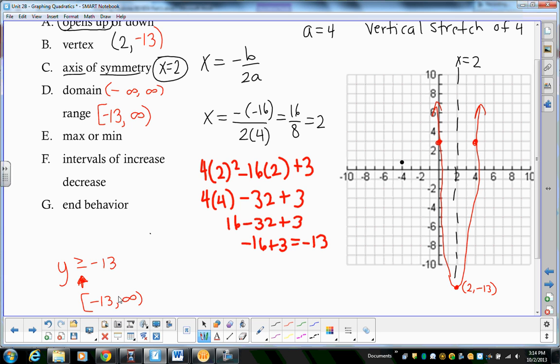Okay, so from there I can look at the maximum or minimum. I see that it's going to have a minimum value, and I look to see how far down the minimum goes. So the minimum value is actually negative 13. I always give a minimum and a maximum in terms of y. So axis of symmetry is in terms of x, and maximum or minimum is in terms of y, because it's how high or low on the graph it can go. All right, so intervals of increase and decrease.